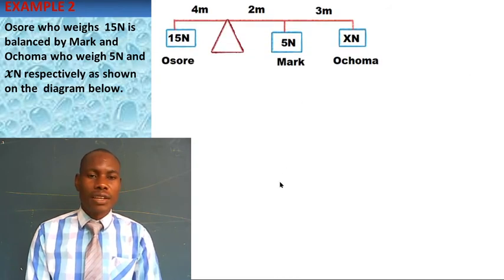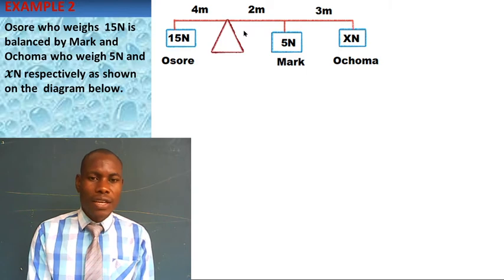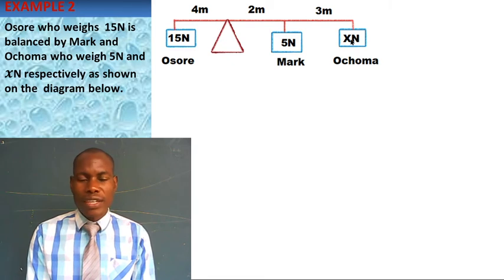We shall draw it like this: if this is Osore, who is weighing 15 newtons, sits 4 meters away from the pivot. Then Mark on the other side, with 5 newtons, sits 2 meters away from the pivot. Then Ochoma on the other hand will sit with x newtons.